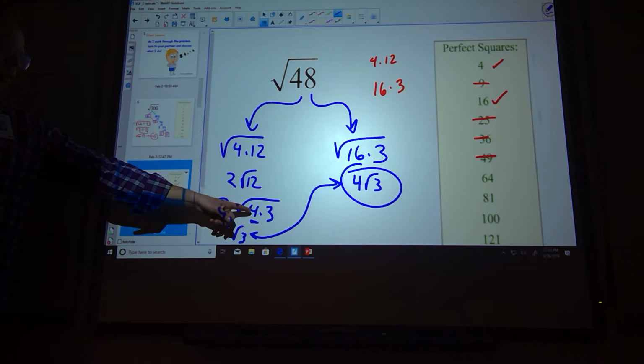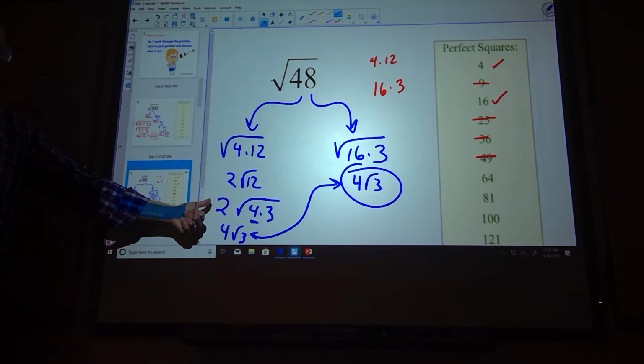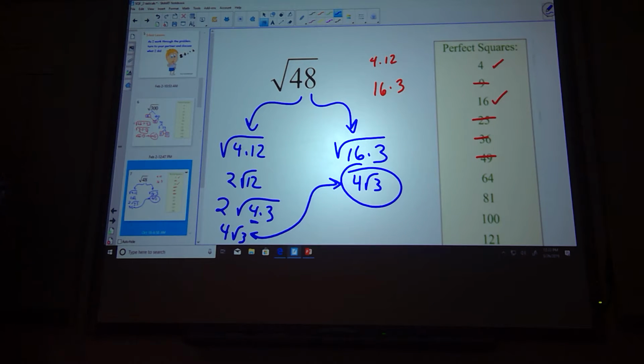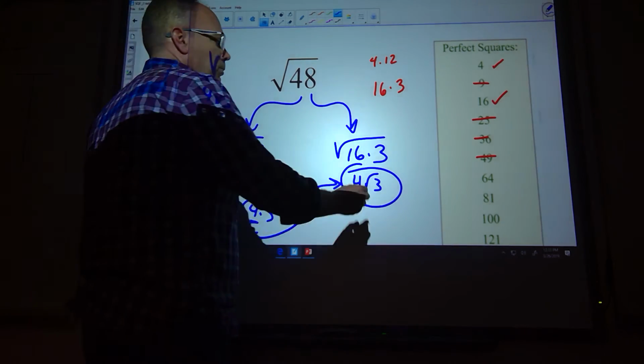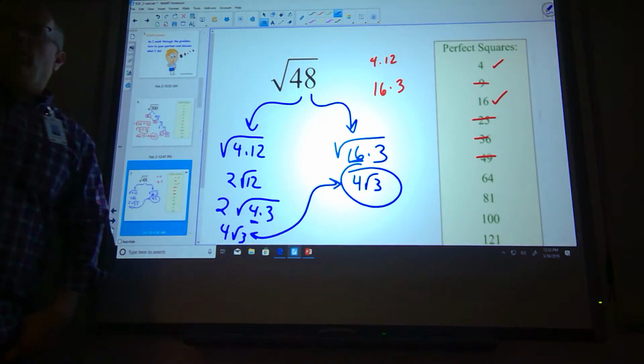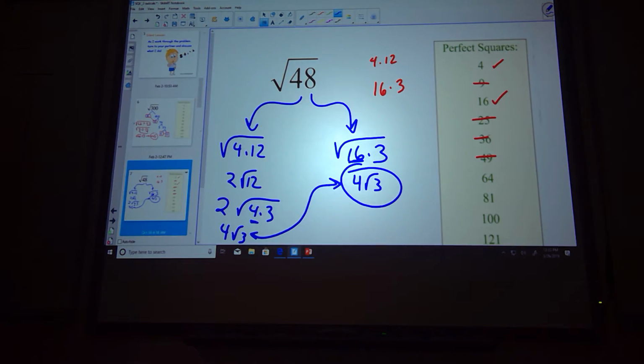The reason that gives me a 4 is because square root of 4 is 2, 2 times the outside 2 is 4. So there's the same answer. It's just if you find the largest perfect square first, it's going to work out nicely. Oh, so with the largest perfect square it doesn't break down as much. Okay, I thought it was the opposite.